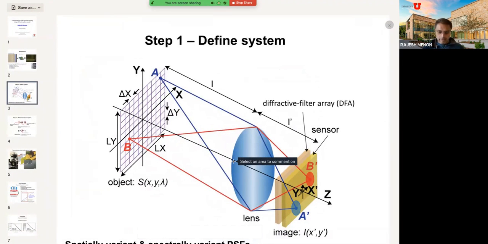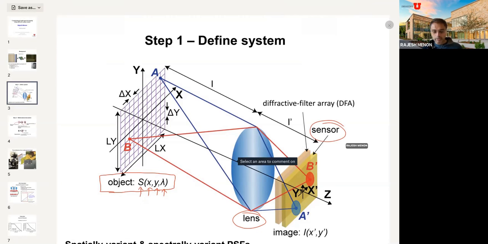Okay, it's fine. Good. So here is what the system looks like. We'll start with the object, which is my object now. Remember, that's a conveyor belt, or the scene on the conveyor belt I'm looking at, which has a reflectance which is a function of x, y, and lambda. So it's a three-dimensional function. And then I have a lens, and then I have a sensor. Right, those are my objects.